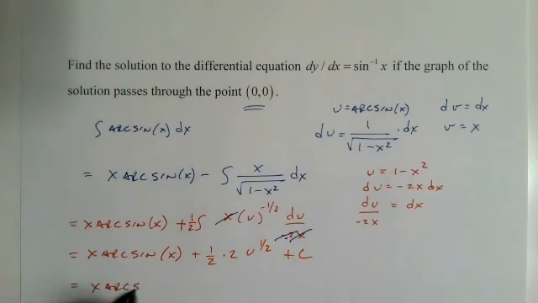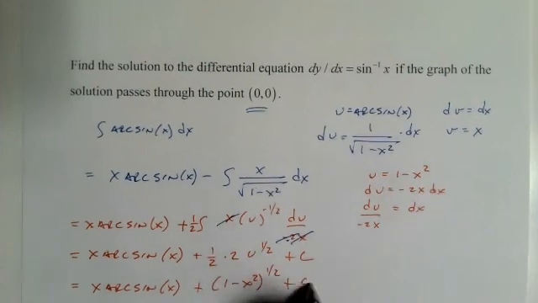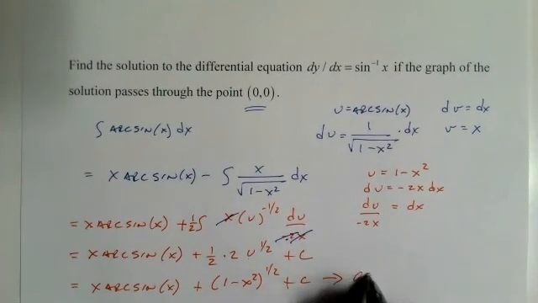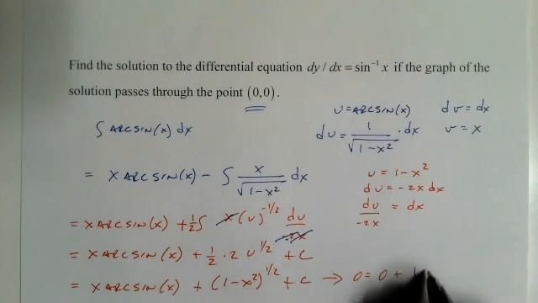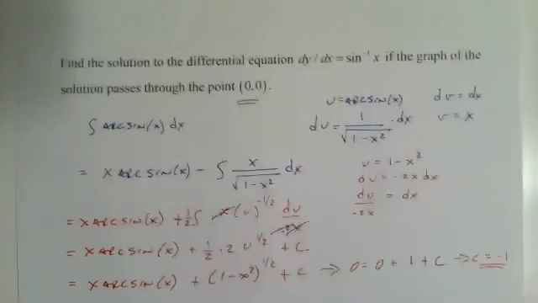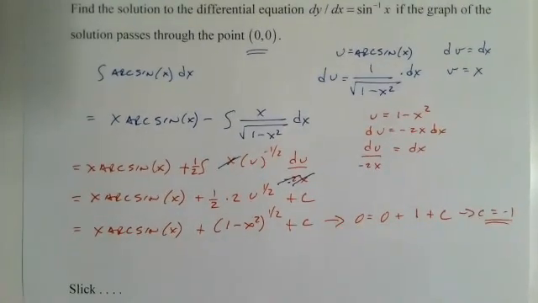x arc sine of x plus, u is 1 minus x squared, 1 minus x squared to the 1/2 plus c. 0 equals, that'll be 0, plus 1 plus c. c equals negative 1, unless I'm very mistaken. I ran out of space there. Oh, naughty me in my old notes, I didn't solve for that. Just can't get good help these days.